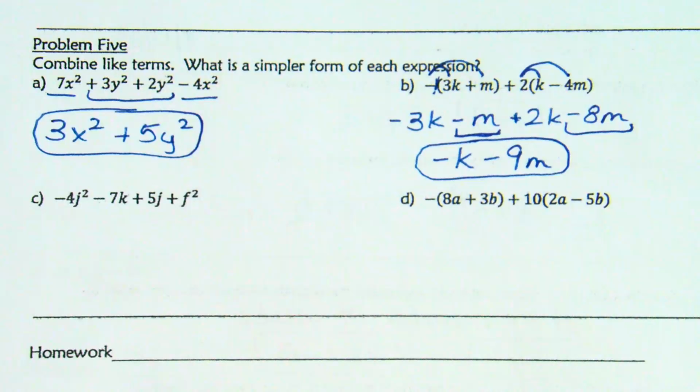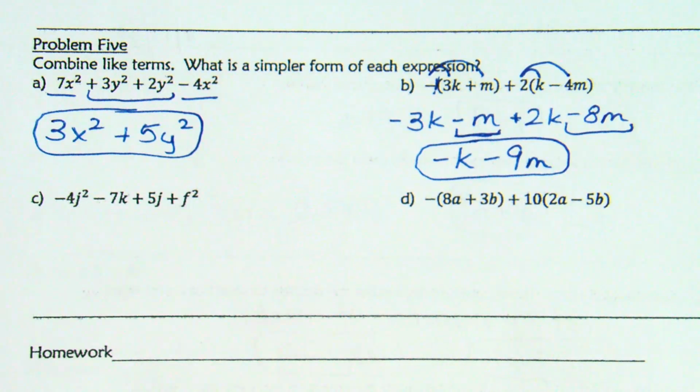Negative 4j squared minus 7k plus 5j plus f squared. Okay, so k, that's the only k. F squared is the only f squared. We have a j squared and a j. He wants me to put them together. Are j squared and j the same variable pieces? And that's the trick here, right? What am I trying to get you guys with?